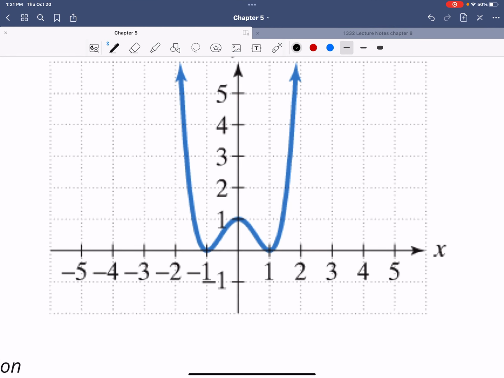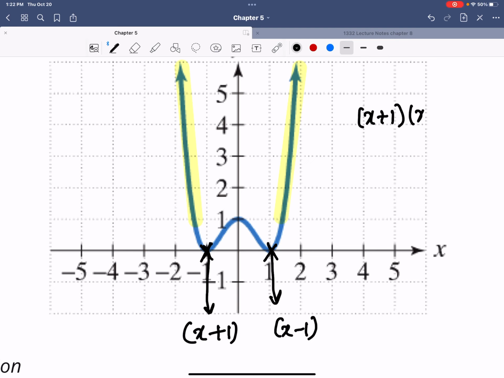Let's take a look at this one. Again, both of them are going up, as you can see. That means it's an even power and a positive coefficient. Even and positive. Starting with my x-intercepts, this is negative 1, this is positive 1. So this is x plus 1 and this is x minus 1. By now you should know how to go back and forth with intercepts and factors. This is happily bouncing off, so my power is 2.